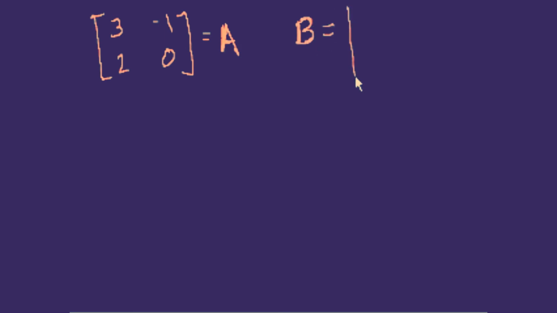So let's get started. Let's say I wanted to add these two matrices. I'll do relatively small ones, just not to waste space. Say I have the matrix 3, negative 1, 2, 0. Let's call that A, capital A. And let's say matrix B, and I'm just making up numbers. Matrix B is equal to negative 7, 2, 3, 5.